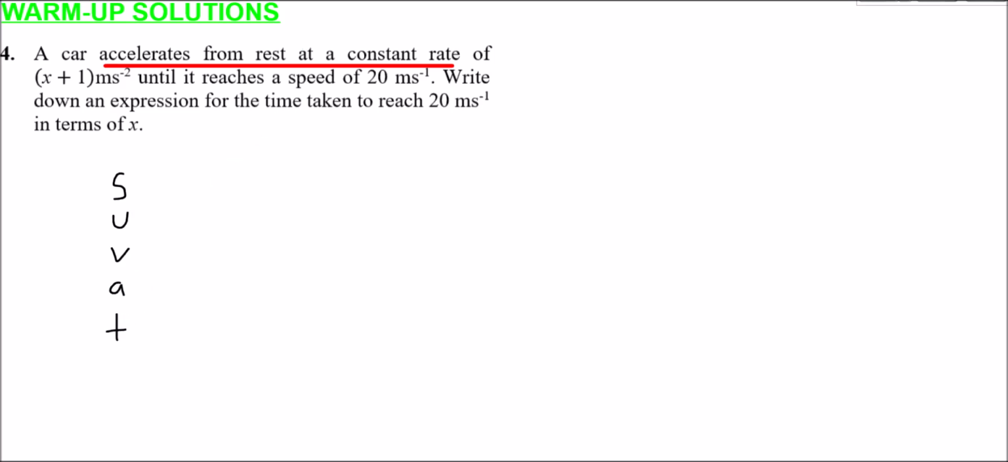So we're interested in the time taken. I'm just going to put t for time, because that's what we're trying to find out. We know the acceleration in terms of x. I'll rub some of that out, you'll see why. So it accelerates at a constant rate of x plus 1. So a for acceleration, we can fill this in, that's x plus 1.